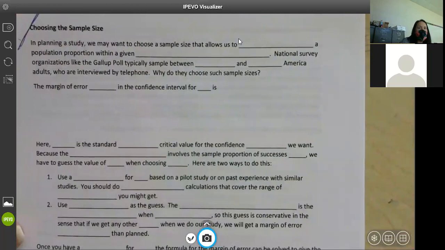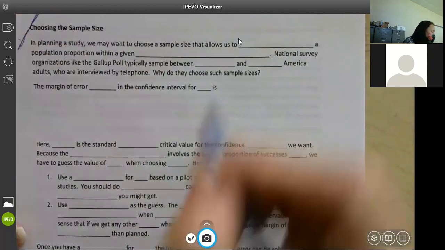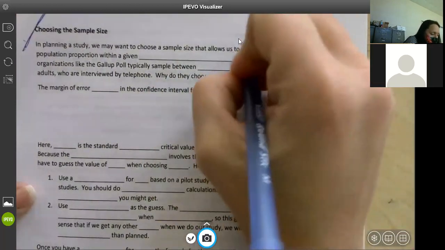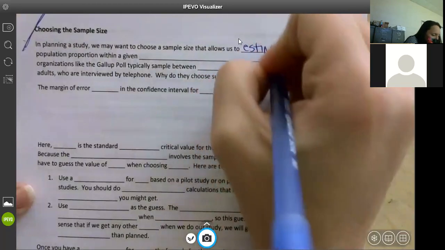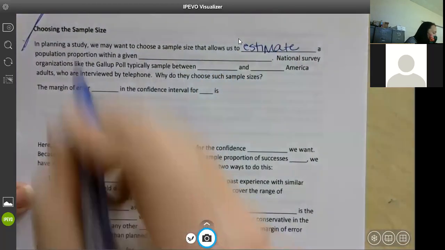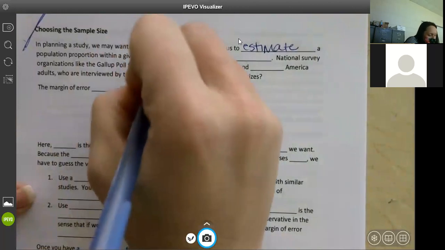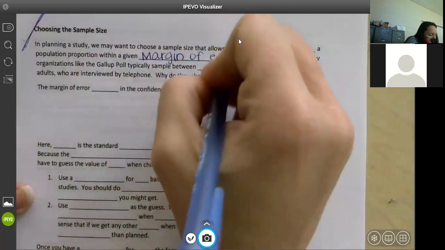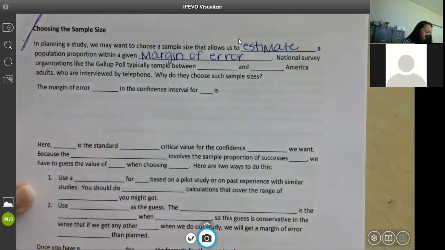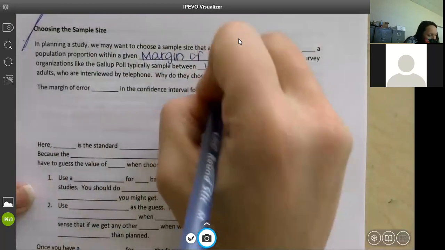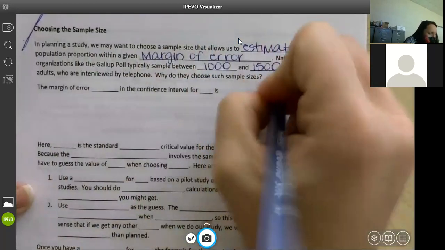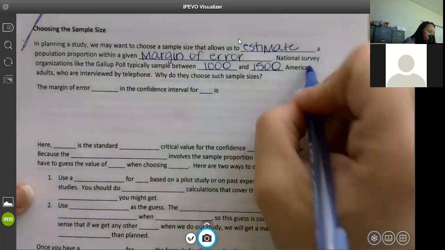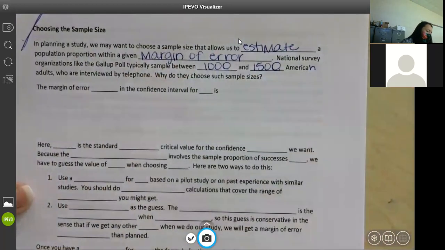In planning a study, we may want to choose a sample size that allows us to estimate a population proportion within a given margin of error. National survey organizations like the Gallup poll typically sample between 1,000 and 1,500 American adults, who are interviewed by telephone. Why do they choose such sample sizes?